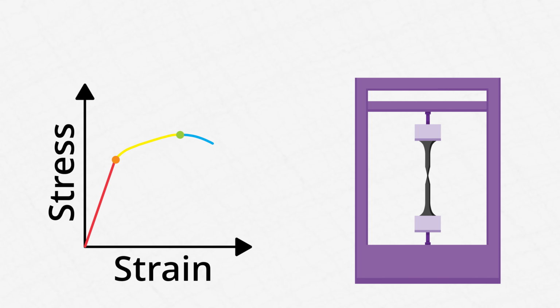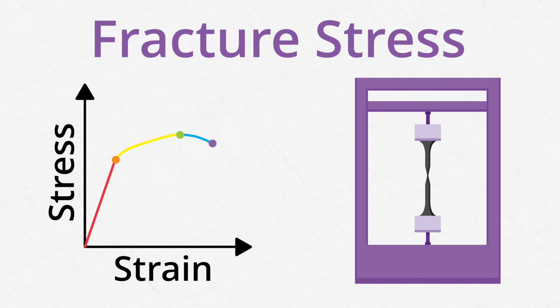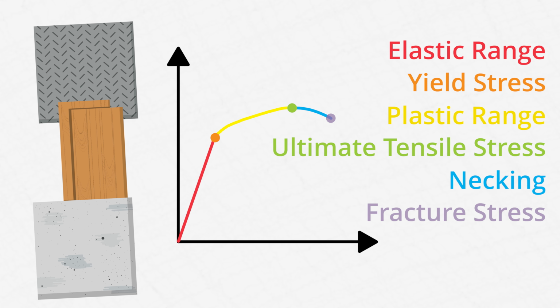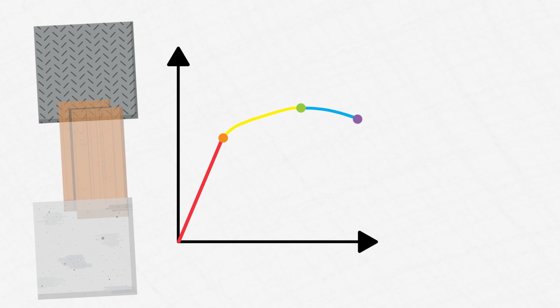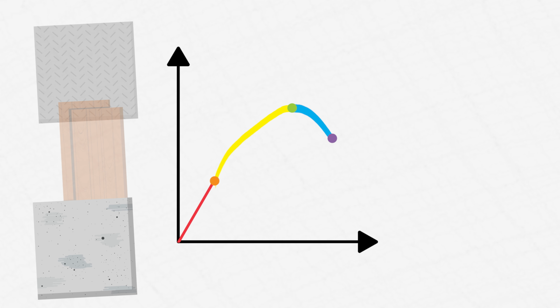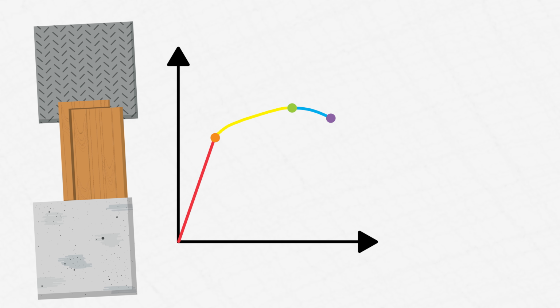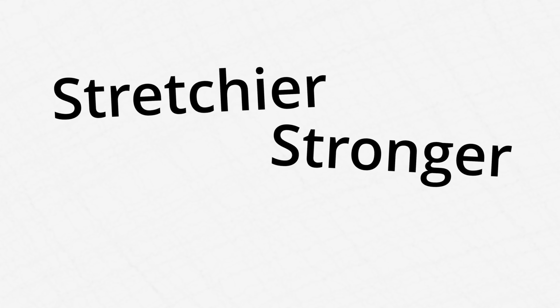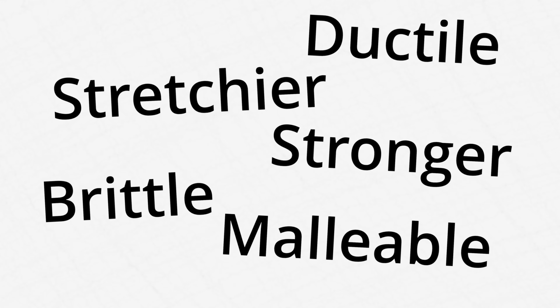And the final point on the diagram is the fracture stress, which is the last stress state an object experiences before it fractures. All materials have each of these points in their stress-strain diagrams. Where each of the points and sections sit exactly is what makes materials different from one another, and lets us categorize some as stretchier than others, stronger than others, and so on.